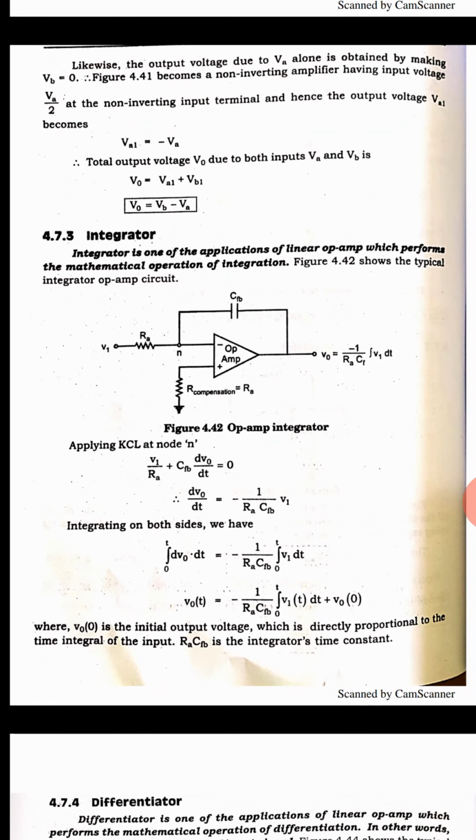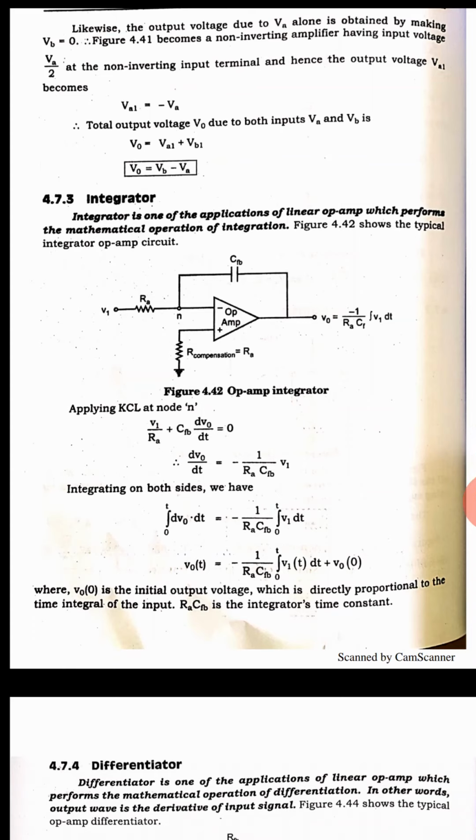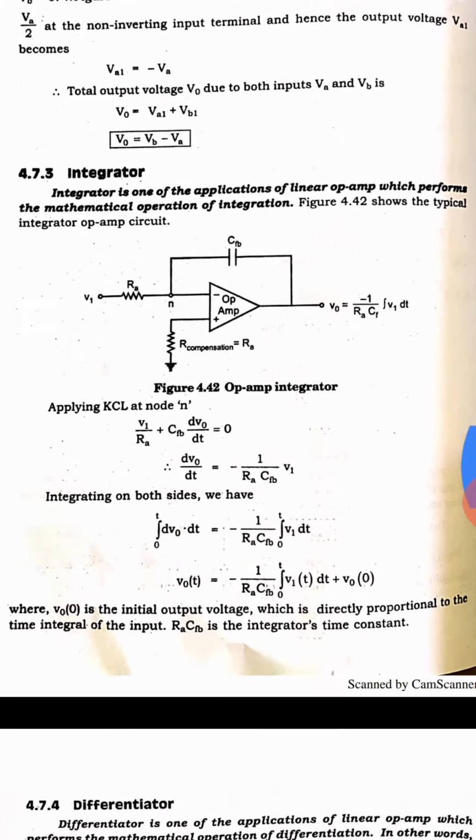It is one of the applications of the linear op-amp, which performs the mathematical operation of integration. Here also the non-inverting terminal is grounded, so Vn is also 0 potential. Apply the KCL here: incoming current is equal to outgoing current, which is the feedback current. Incoming current is (V1 minus Vn) divided by RA. Vn is 0 because the non-inverting potential is 0. So V1 by RA, plus the feedback current through the capacitance.